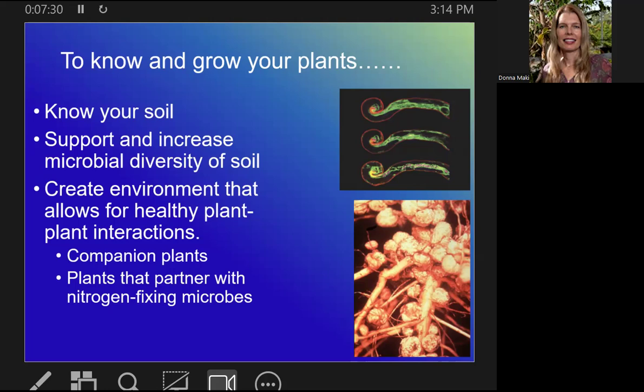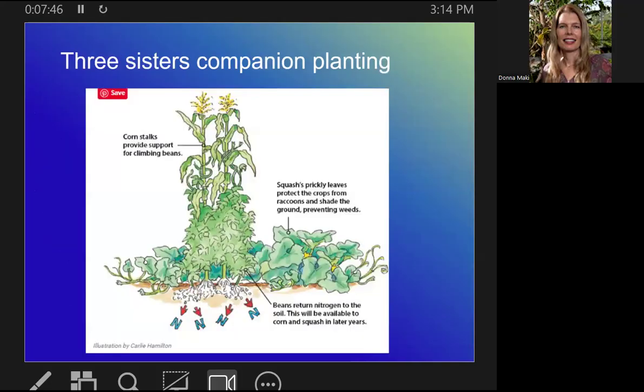Often one of the partners that you'll pick is a plant that hangs out with nitrogen fixing microbes. So I wanted to talk a little bit about this idea and what I mean by that. Probably the most famous example, and the one that stretches back the longest time frame, is the Three Sisters planting Native Americans have done for centuries, where traditionally it's corn, squash, and beans that are planted together.